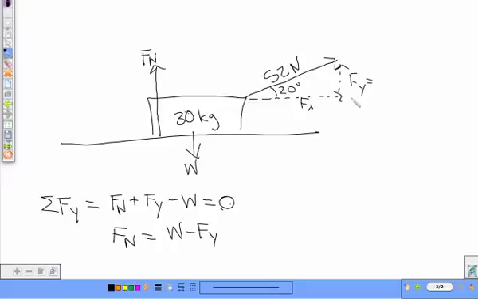Isn't Fn equal to W though? Not when you're pulling at an angle. That's only if you're pulling horizontally. Last chapter we were pulling horizontally to the ground, so it's equal. Since we're pulling at an angle, they're not going to be equal. Because if we were pulling horizontally, would there be any F of y? No. So we wouldn't have to include that in our y forces.